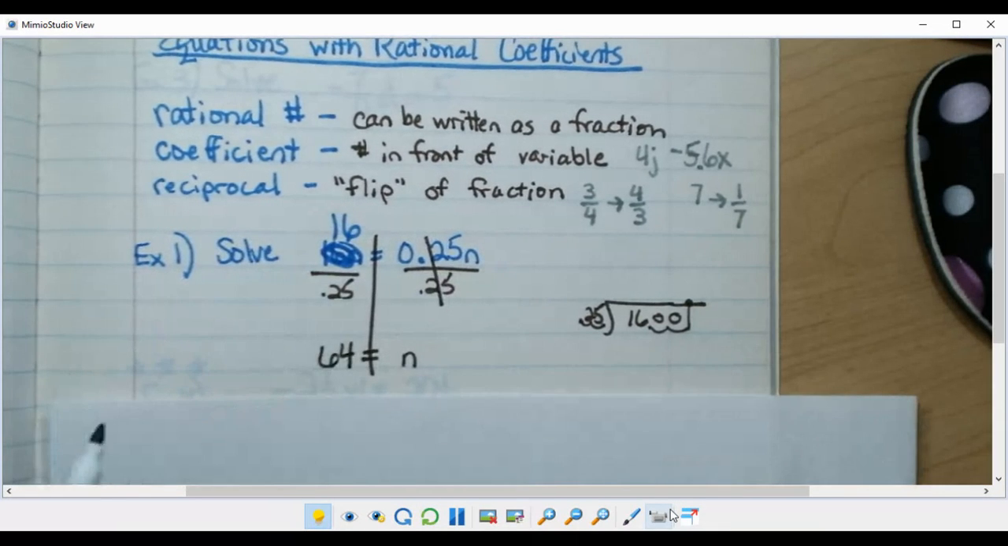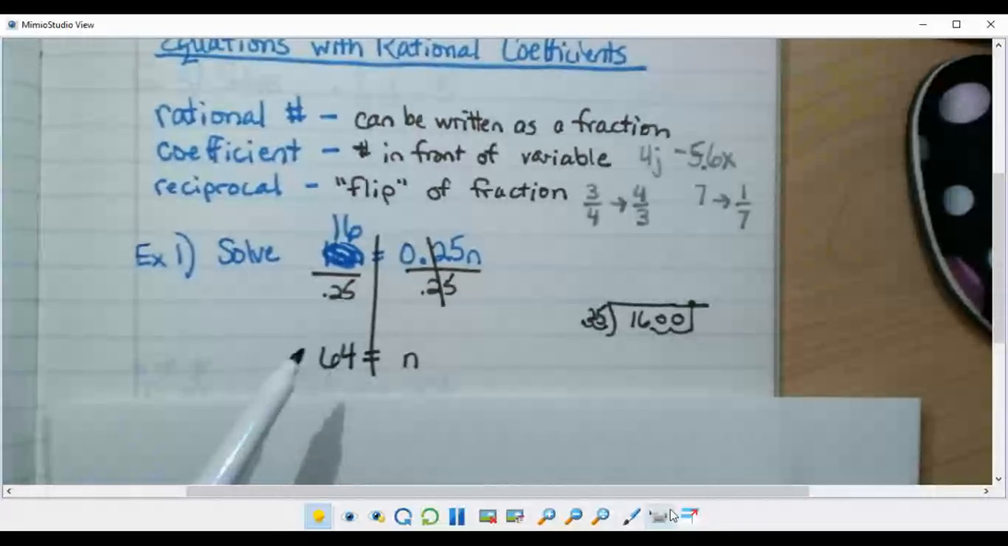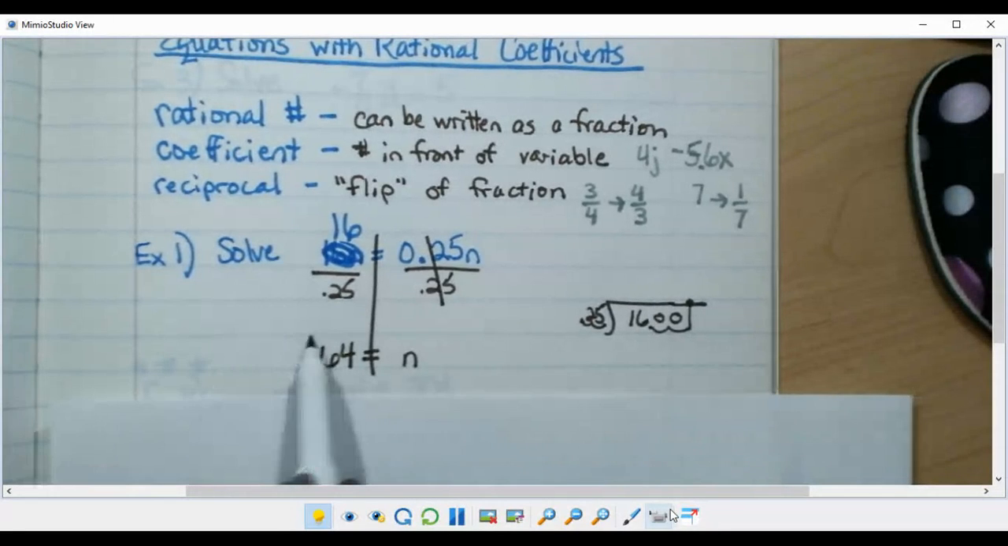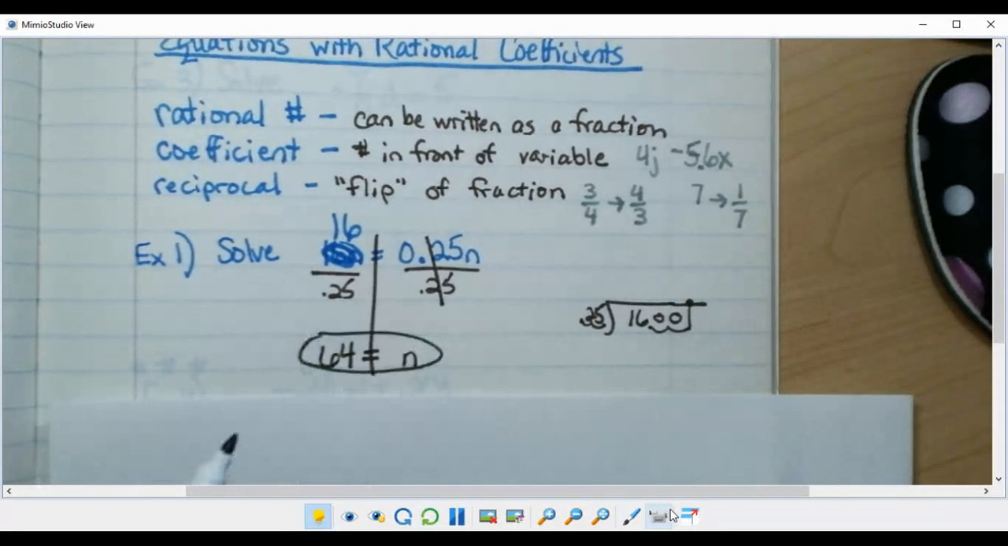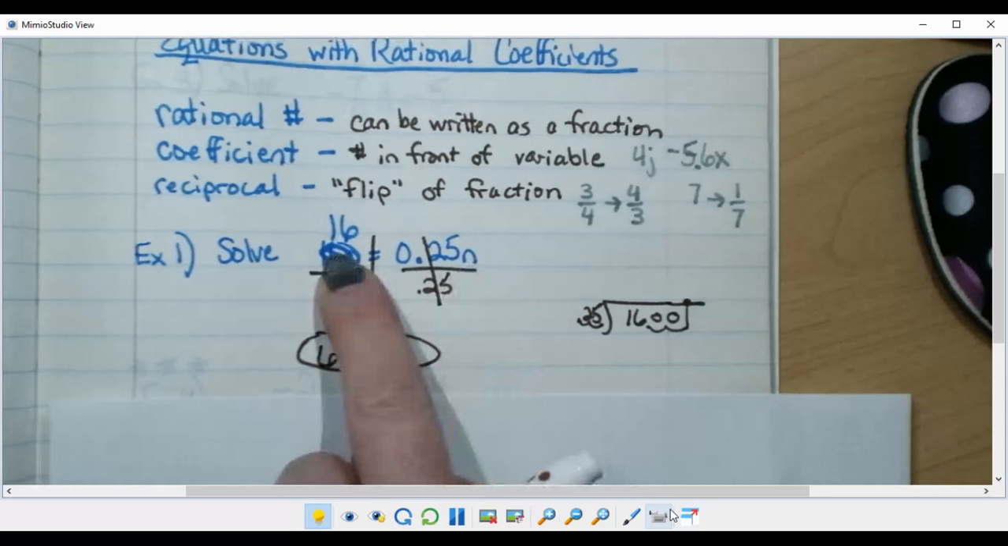Well, and that makes sense because it takes 4 quarters to make $1. So if I have lots of dollars, I'm going to have lots of quarters. My number got bigger. And then you should check it. Even if it's just in your head, go back and say, is 0.25 or 1/4 times 64 equal to 16? Calculator's fine with me.